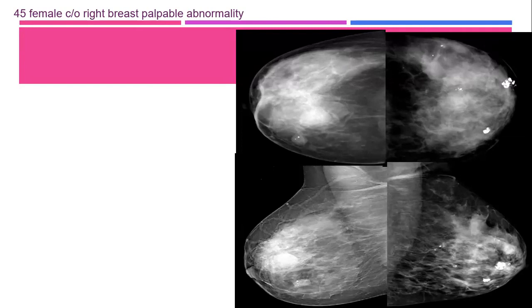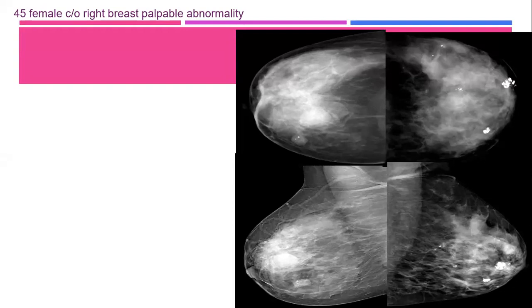This also our patients missed breast cancer. What do you expect? The cancer in which side? And why it's being missed? This 45-year-old having right palpable abnormality. Retroareolar mass.